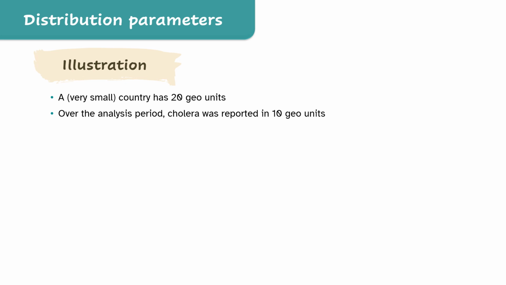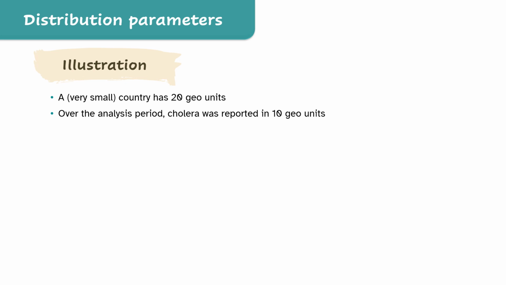Let's illustrate this with an example. Let's imagine a very small country where there are 20 geographic units in total. In this country, cholera cases were reported in 10 geographic units over the PAMI analysis period.